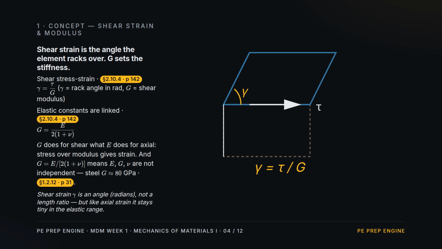Concept 2. Shear strain and the shear modulus. Push on a block, and it racks into a parallelogram. The little angle it leans through is the shear strain, gamma. It follows the same pattern as before. Strain is stress over modulus. Gamma equals tau over G, where G is the shear modulus, and G is not free. It's fixed by Young's modulus and Poisson's ratio through G equals E over 2 times 1 plus nu. So the shear and axial stiffnesses are 2 views of the same material.